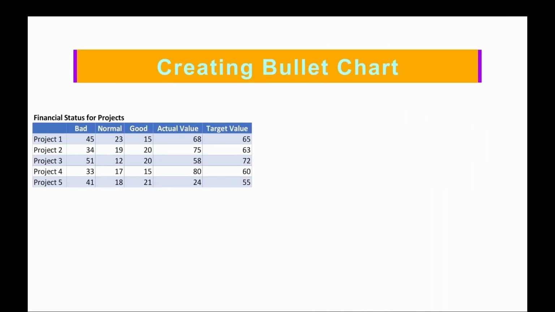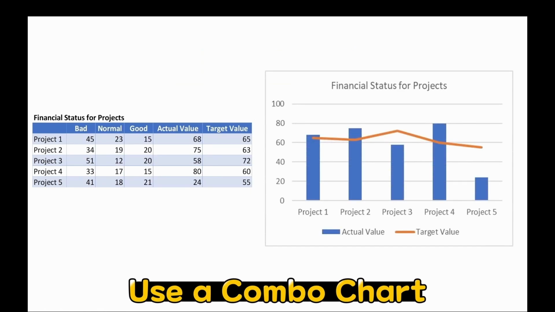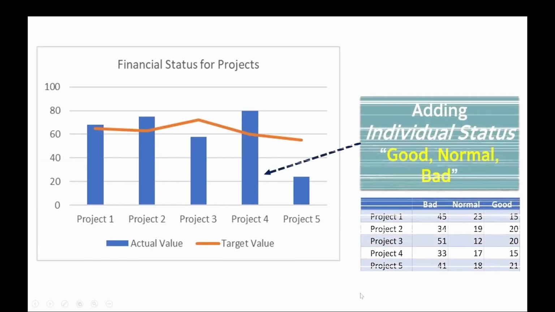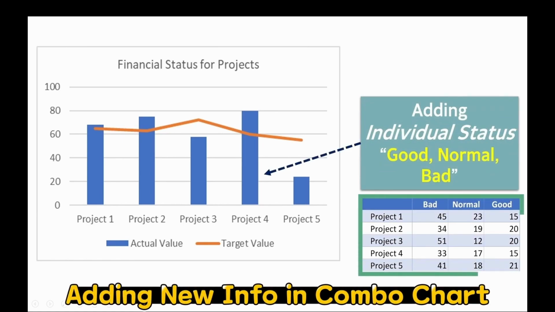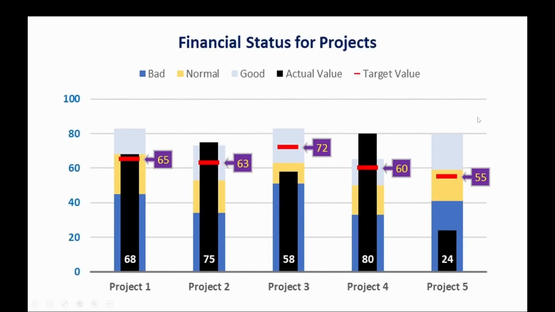My initial challenge is to visualize actual versus target value like this. The next challenge is adding individual financial status in the chart, which means that this information should show inside of the given chart. Our target chart looks like this.